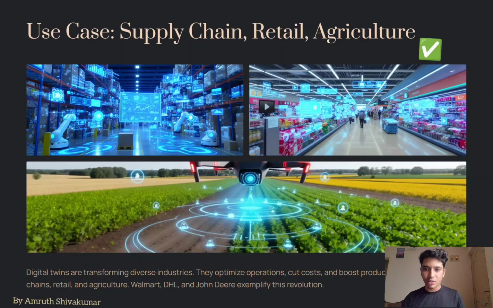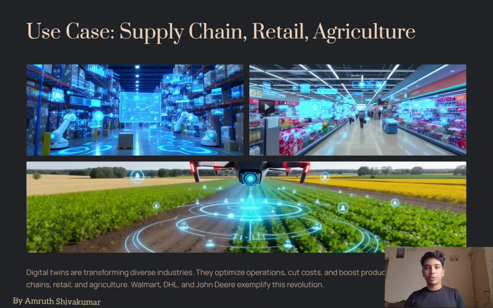Walmart uses twins to simulate customer flows and optimize product placements. DHL builds virtual logistics systems to simulate delivery risks. In agriculture, John Deere simulates crop health and machinery to maximize yields. This cross-sector adoption proves that digital twins can enhance productivity, sustainability, and customer satisfaction no matter the domain.